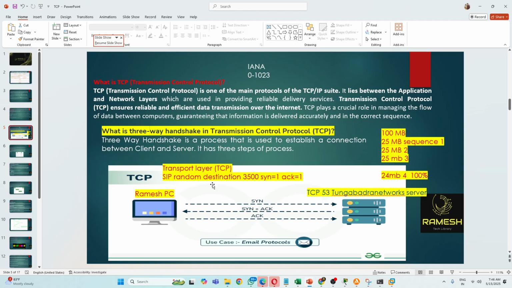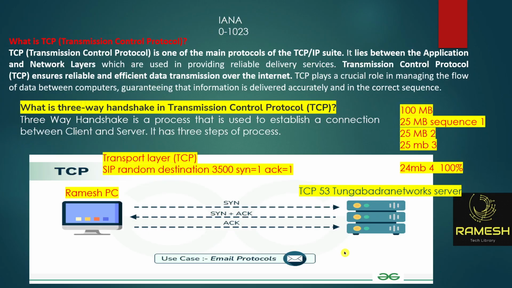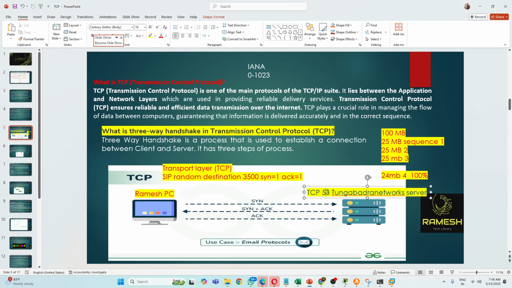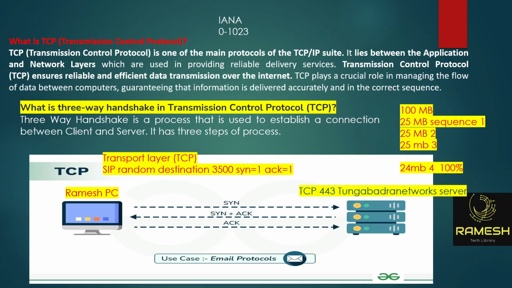First, I would like to explain one thing here. If you see here, this is my Ramesh PC, my computer, and this is the Tungabhadra network servers. So it's not TCP 53, it's TCP 443. For a few classes I taught about 53, but now I would like to say precisely: it is 443. So this is my computer and this is my server.